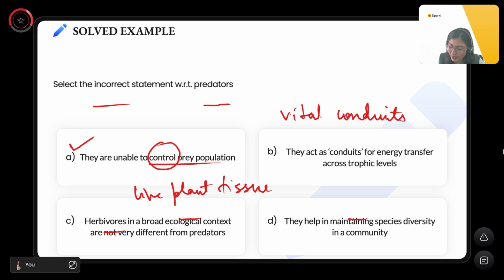They help in maintaining species diversity in community. Yes, this is also a correct statement because they keep dominant prey species in check, and that is why they prevent intra-species competition among the prey. Clear? Let us look at the next question.